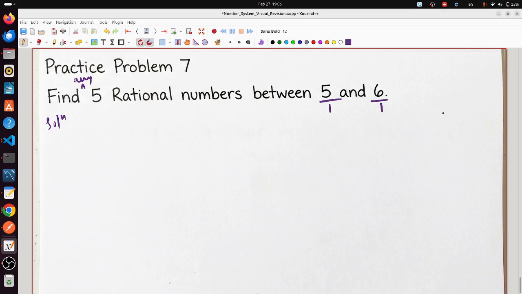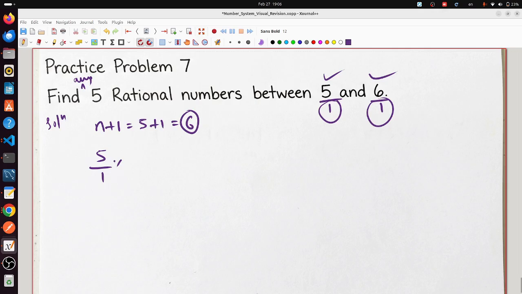If the denominator is same, as I told in the previous problem, we need to use the formula n plus 1. N is here 5. 5 plus 1 equal to 6. Multiply both these fractions with 6. 5 by 1 into 6 by 6, and here 6 by 1 into 6 by 6. What we will get? 5 sixes are 30 by 6. Here 6 sixes are 36 by 6.